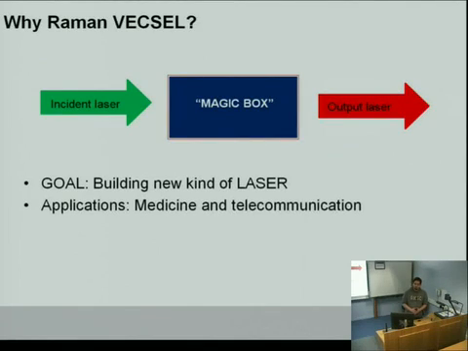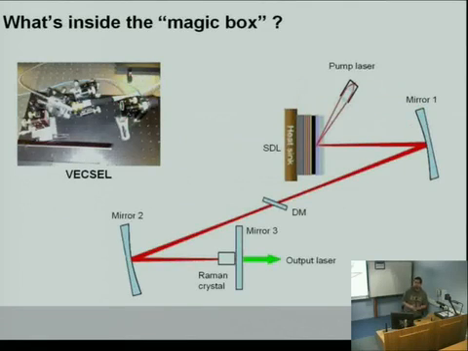So basically what I want to do is to build a sort of magic box which is able to change the frequency or the color, if you prefer, of a laser beam. So thanks to this new technology, we will be able to build new devices which can be employed in medicine and telecommunication. So what's inside the magic box? The Raman VECSEL, obviously. And as you can see, it's quite a complex system. So we have a pump laser, which is a random laser, it doesn't matter which one, which generates a laser beam which is focused on the SDL.